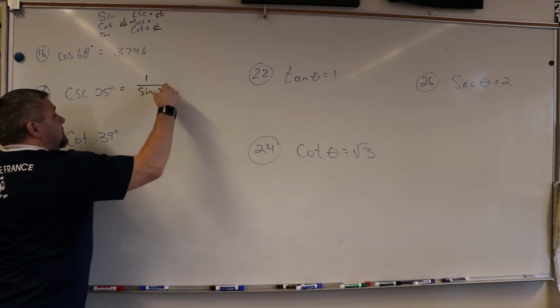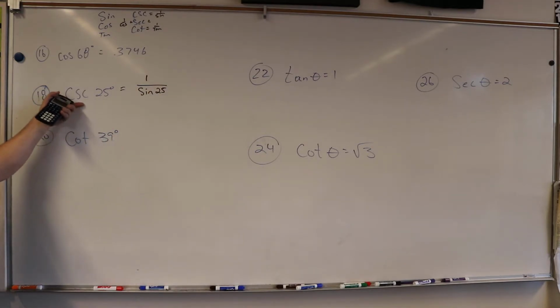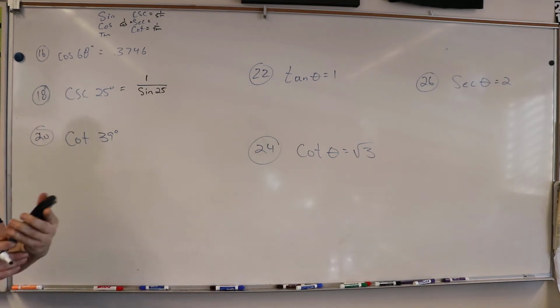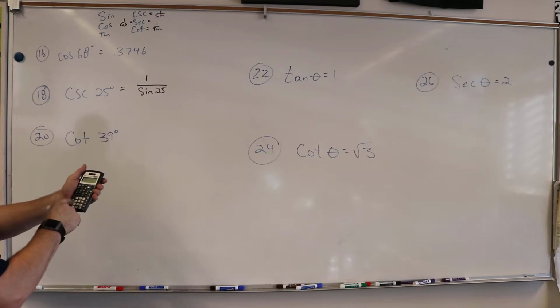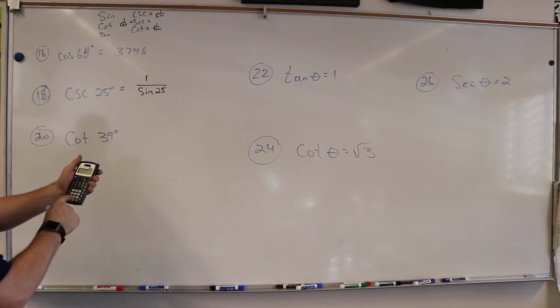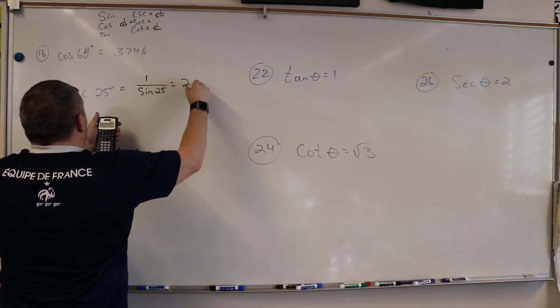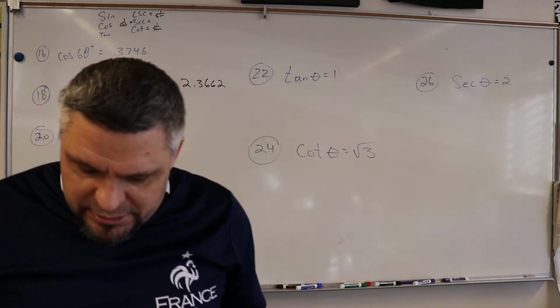Because now I can put it in my calculator. I can't put it in like this. You see what I'm saying? Now you can do a button that says 1 over x, or you can say 1 divided by. It's up to you. So you can say 1 divided by the sine of 25, hit equals, and I get 2.3662. Okay?